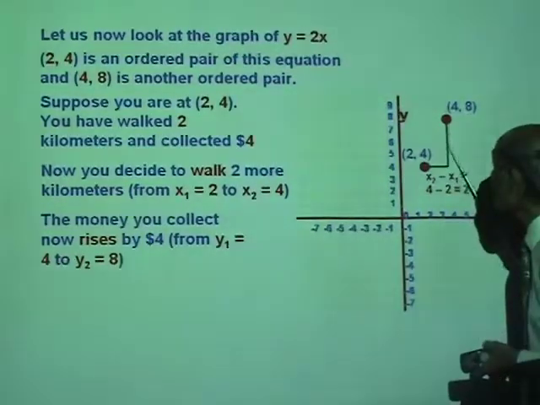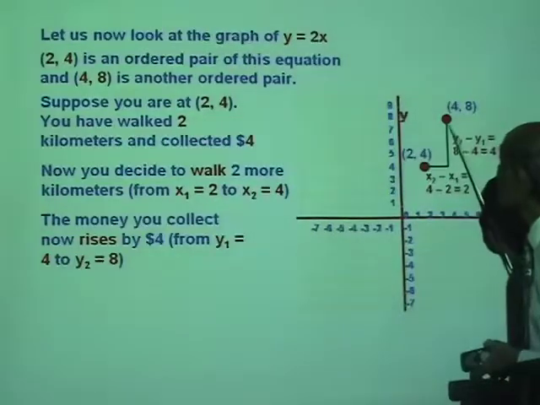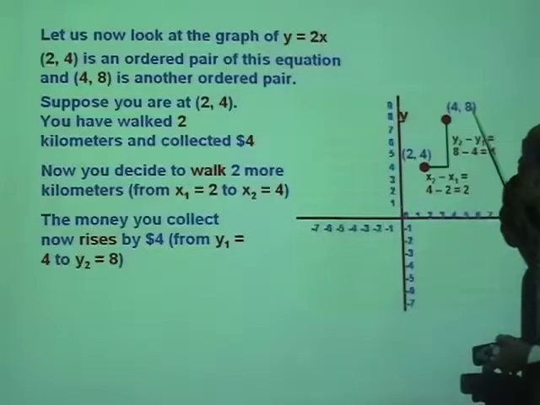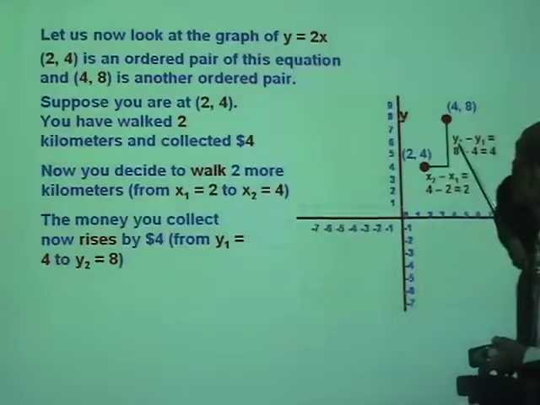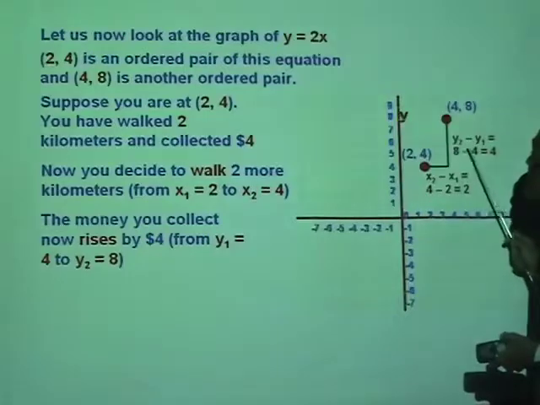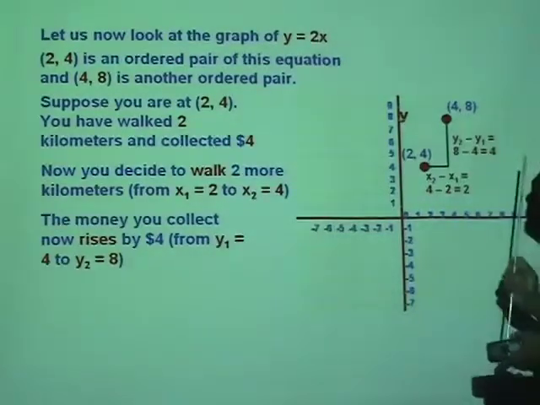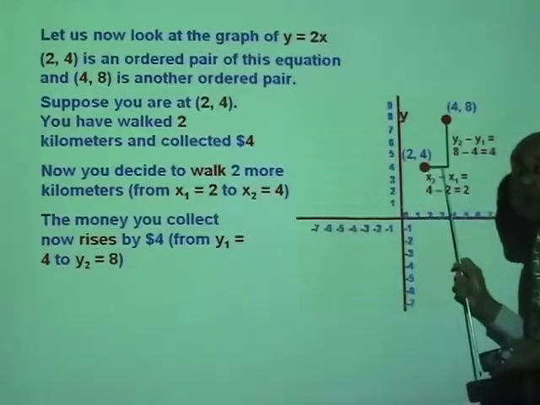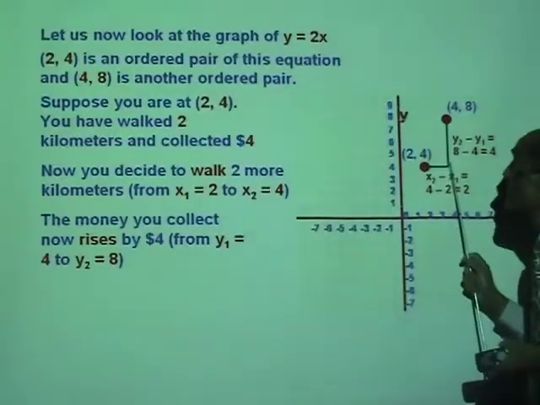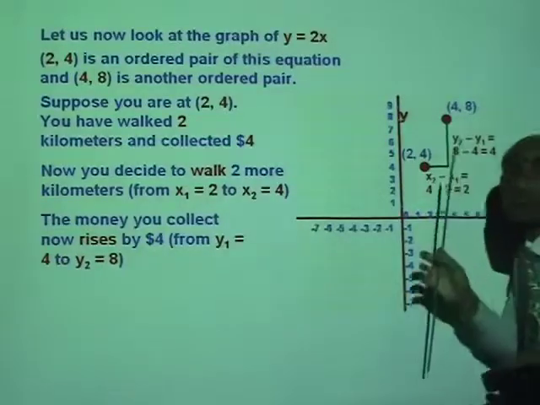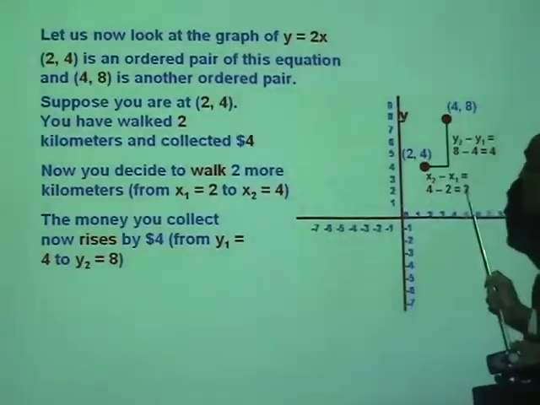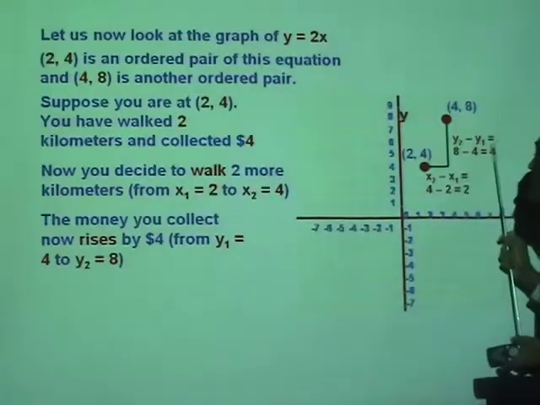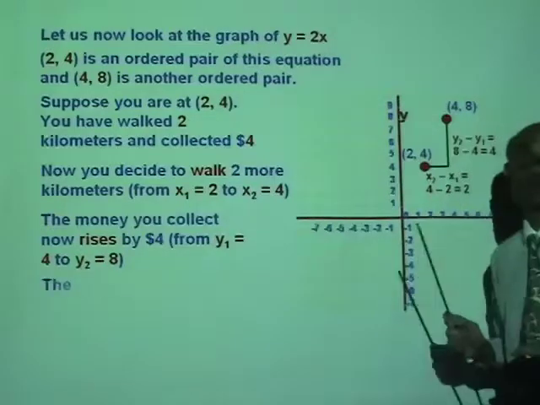What does this represent? That represents the change in the output, y2 minus y1. y2 is 8, y1 is 4. So y2 minus y1 is 8 minus 4 equal to 4. It means when you walked 2 more kilometers, the amount of money rose by $4 more. When the input changed by 2 units, the output changed by 4 units.